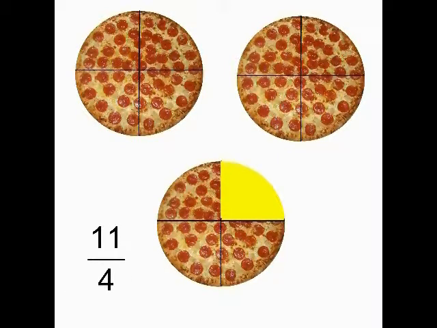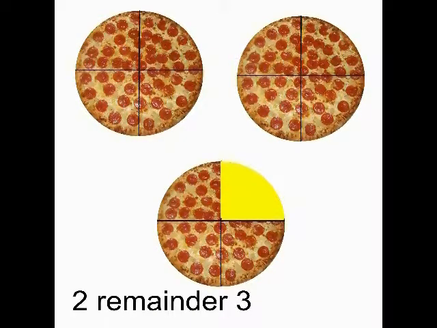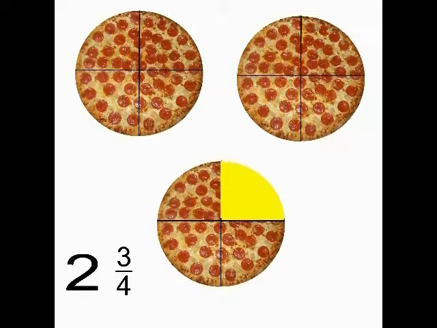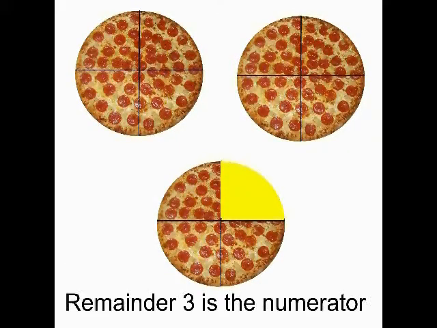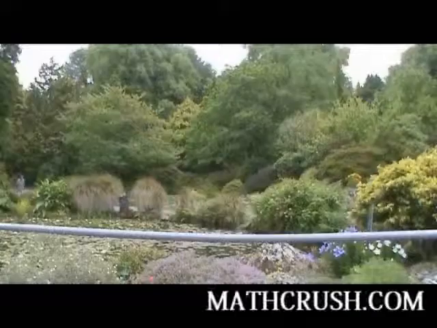If we use division again, and take the numerator and divide it by the denominator, we get 11 divided by 4, which equals 2 with the remainder of 3, or a mixed number of 2 3/4. In case you did not notice, the remainder is the numerator. So again we see that the mixed number 2 3/4 equals an improper fraction of 11/4.